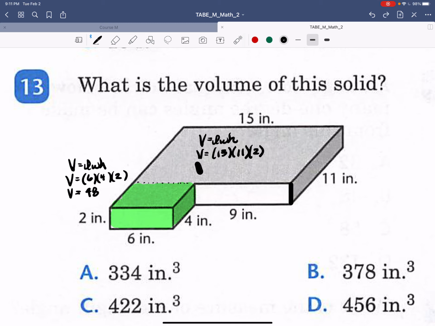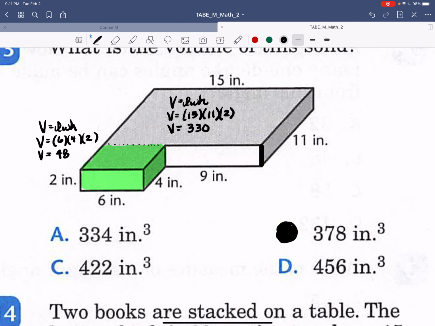15 times 11 times 2 is 330. And 330 plus 48, I'm liking a 378. So I believe it's B for number 13. And it is. I'm checking these as we go.